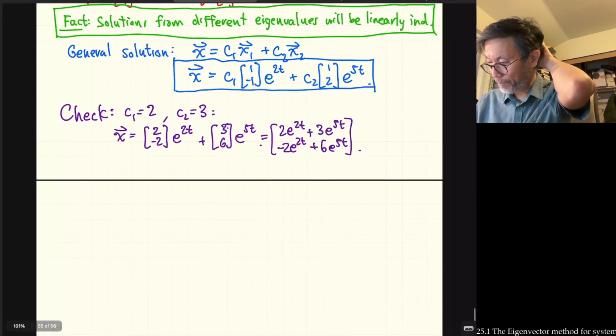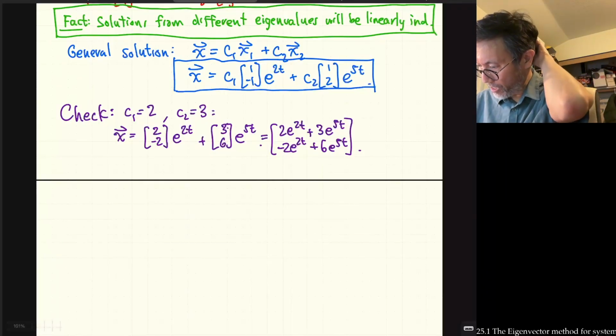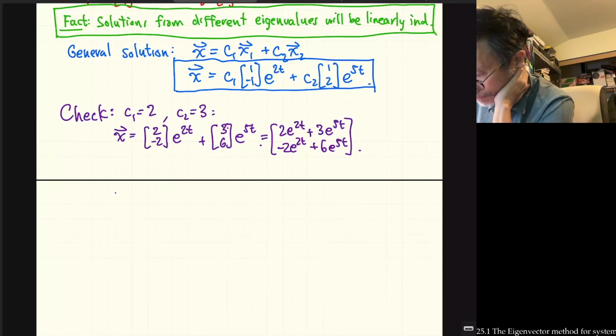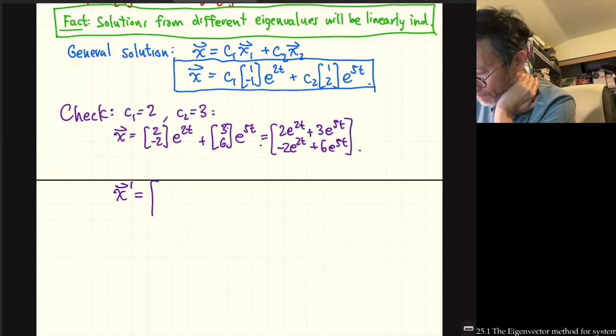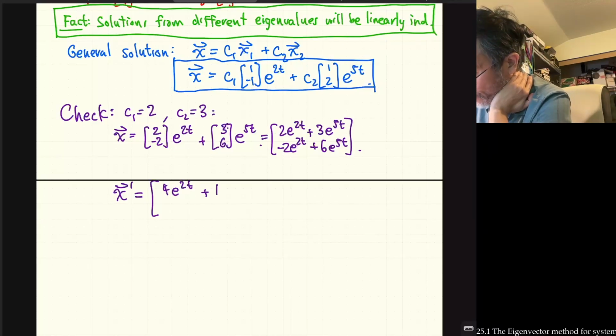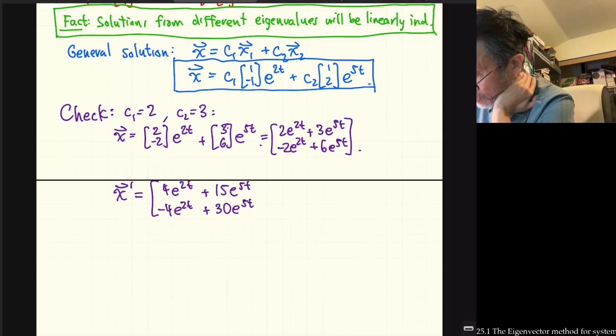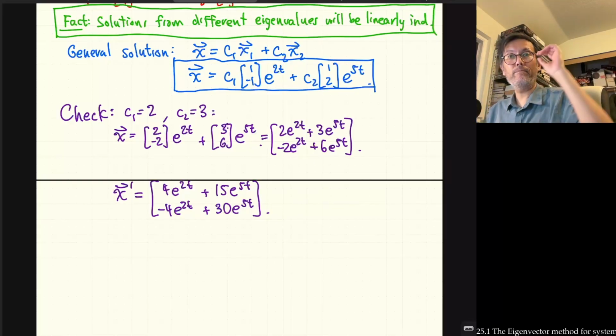Now what's x prime? X prime is going to be what I get by taking the derivative of that, and that's easy. That's 4e to the 2t plus 15e to the 5t, and downstairs we have negative 4e to the 2t and 30e to the 5t. That's x prime.